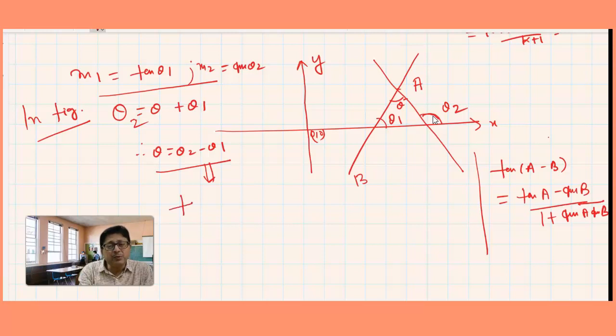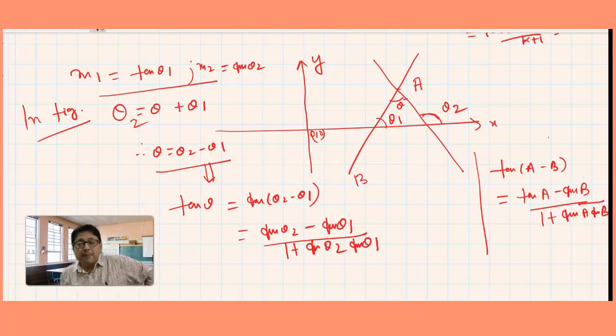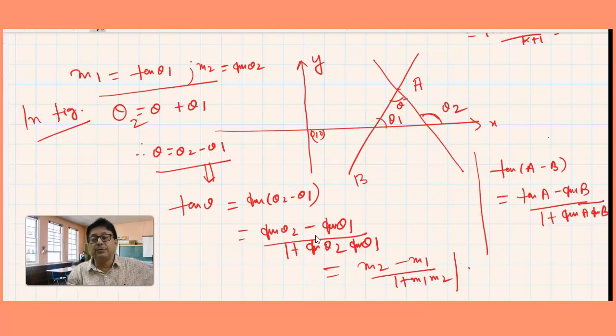So if you take tangent of both sides, because I need tan theta, this is going to be tan of theta 2 minus theta 1. So this is nothing but tan theta 2 minus tan theta 1 by 1 plus tan theta 2 into tan theta 1. This is the formula. What is tan theta 2? I have written there, it is M2. So this is M2 minus M1 by 1 plus M1 M2. Therefore, keep it in this manner, better.